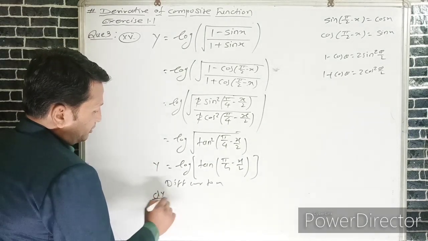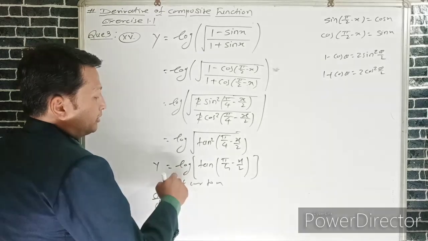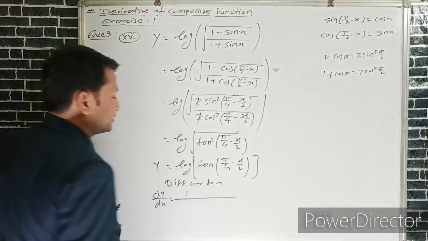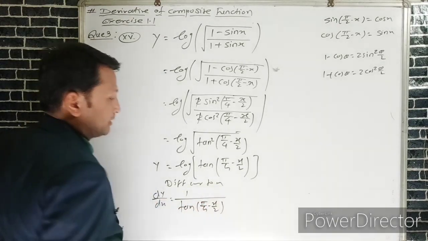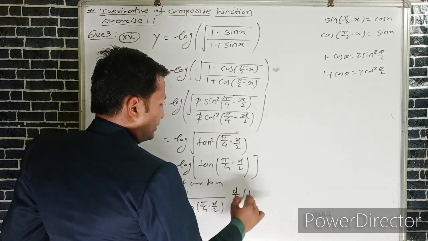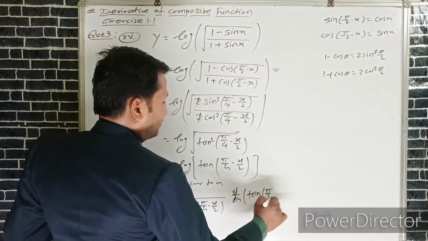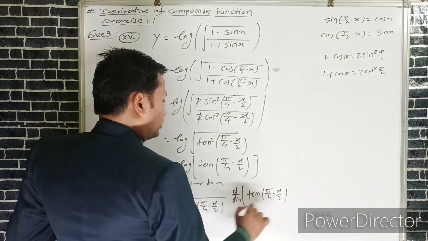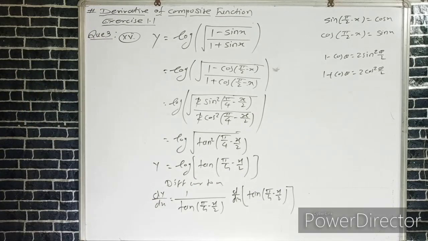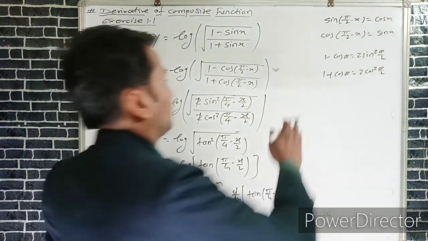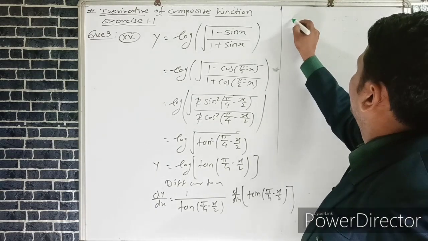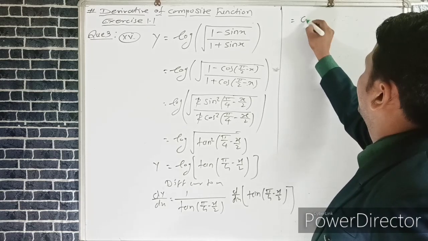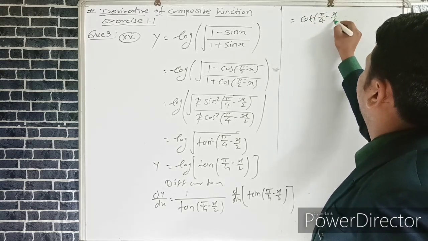We can write the derivative of y, dy by dx. Derivative of log x is 1 upon x. Hence we can write derivative of log f(x) is 1 upon f(x). It is tan of pi by 4 minus x by 2 into again the derivative of tan of pi by 4 minus x by 2. We know that 1 upon tan of pi by 4 minus x by 2 is cot of pi by 4 minus x by 2. Hence we can write this cot of pi by 4 minus x by 2.